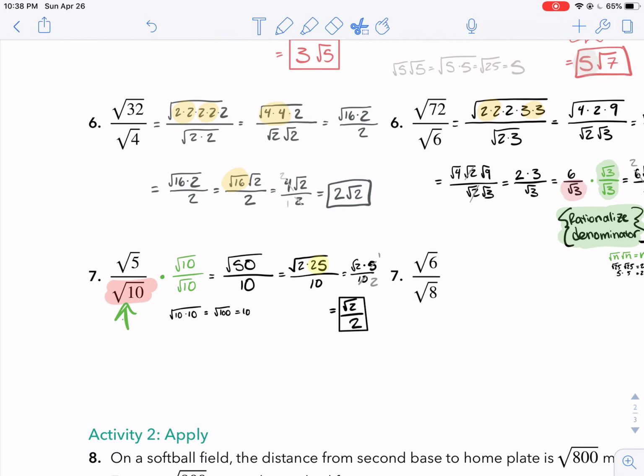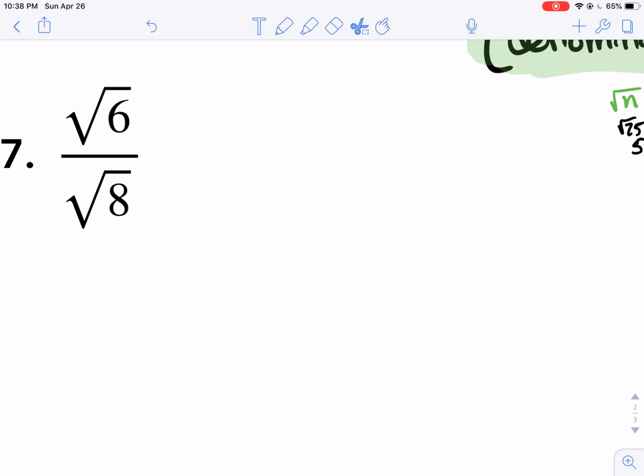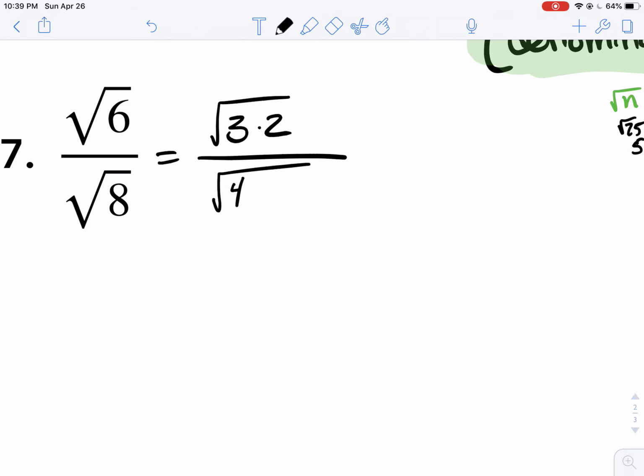And finally, square root of 6 divided by the square root of 8. Let's simplify top and bottom and find out what we get. So here we have the square root of 6 is the square root of 3 times 2, and the square root of 8 is the square root of 4 times 2.